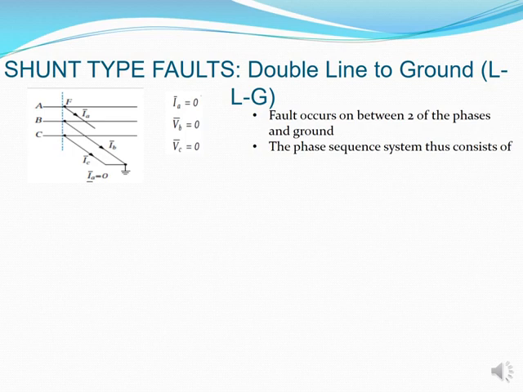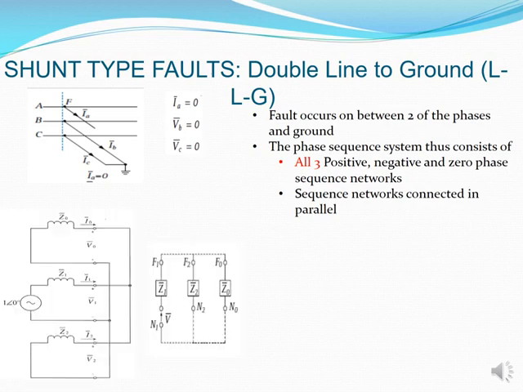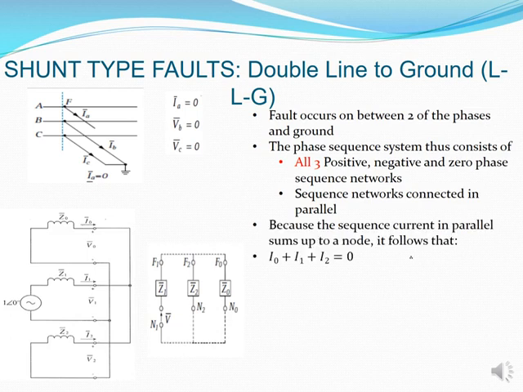Then your next fault is a double line to ground fault. Now this is happening between two phases and there is a ground involved in that system. So your phase sequence will thus consist of all three of your phase networks. That means you'll have a positive, a negative, and a zero phase sequence network, and they shall be connected in parallel. And so there you can see the connection in parallel.